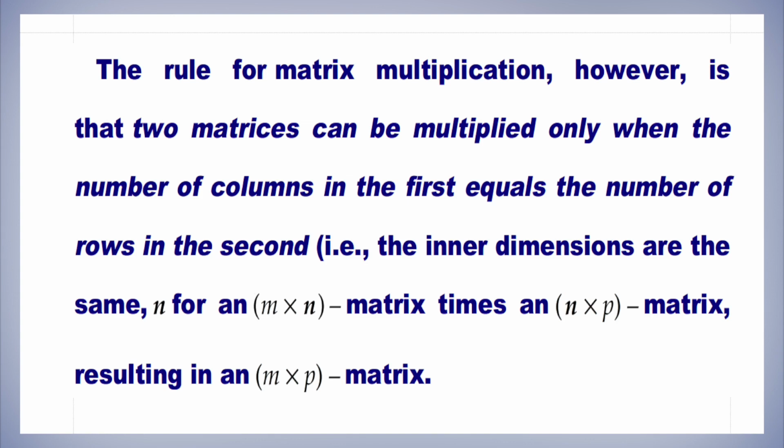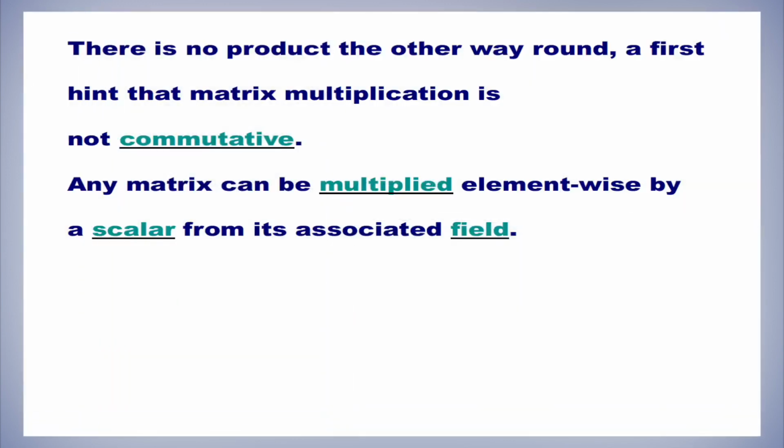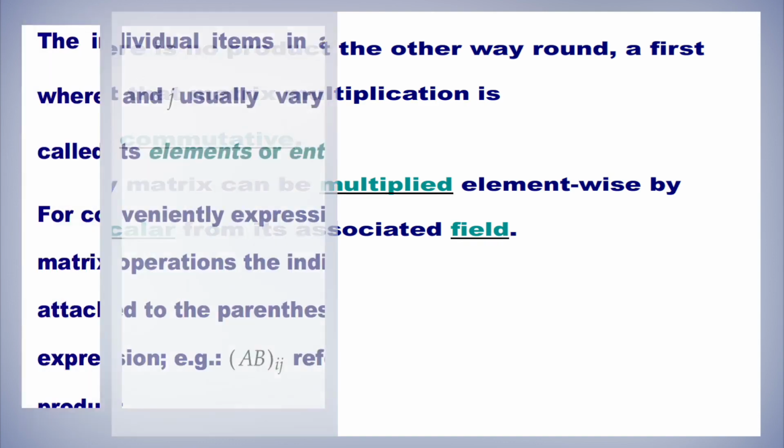That is, the inner dimensions are the same: n for an m by n matrix times an n by p matrix, resulting in an m by p matrix. There is no product the other way round. A first hint that matrix multiplication is not commutative. Any matrix can be multiplied element-wise by a scalar from its associated field.